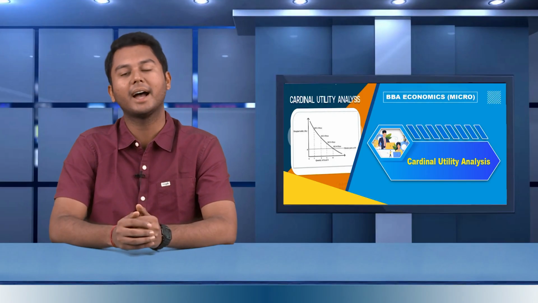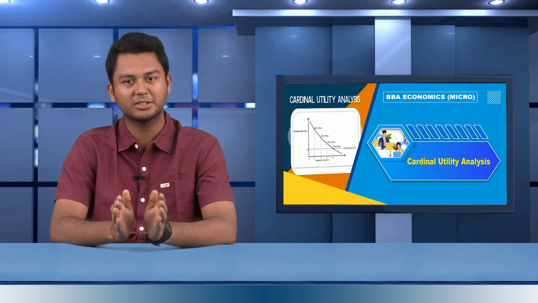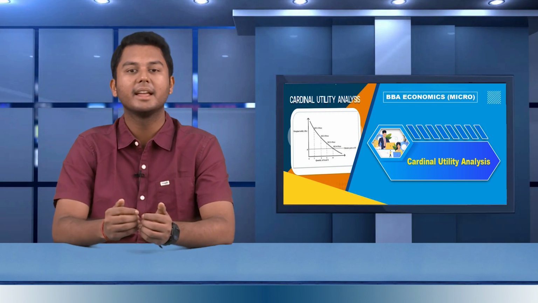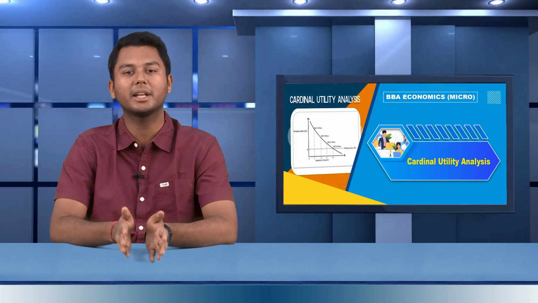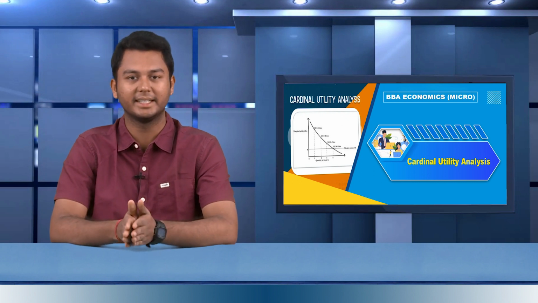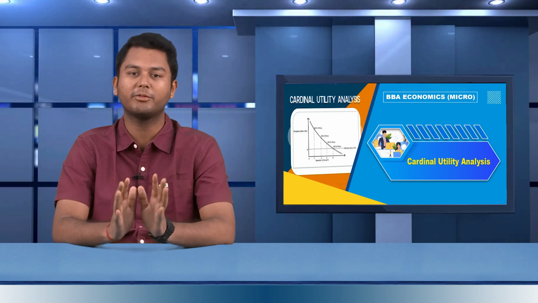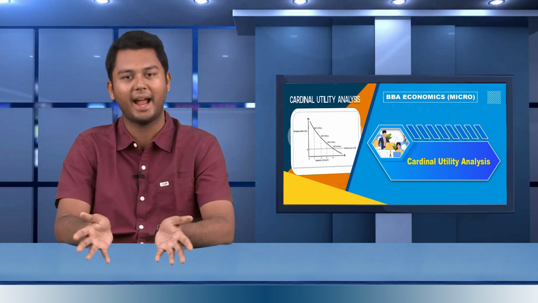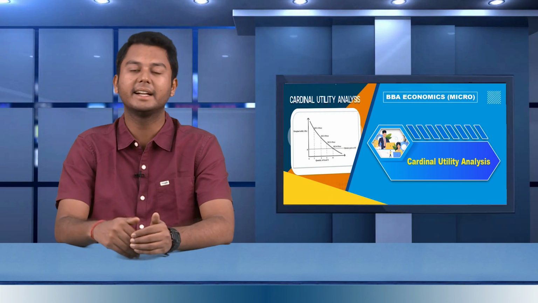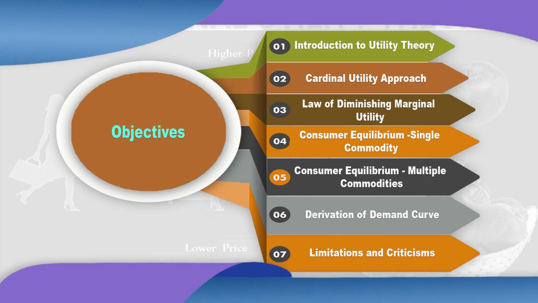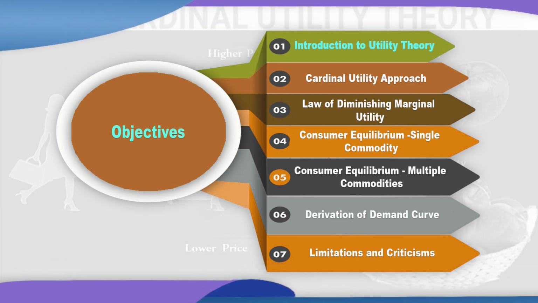So, earlier you have studied the analysis of demand generally. In this case, we are going to see a particular aspect called cardinal utility theory, which will follow the same logic of the demand curve, law of demand and the overall demand analysis. It is just an extension. First, we understand the introduction to utility theory.